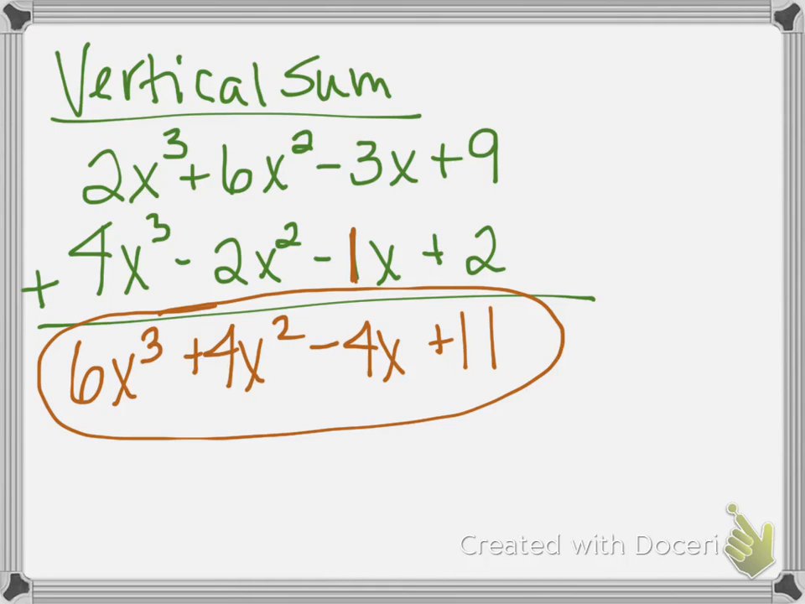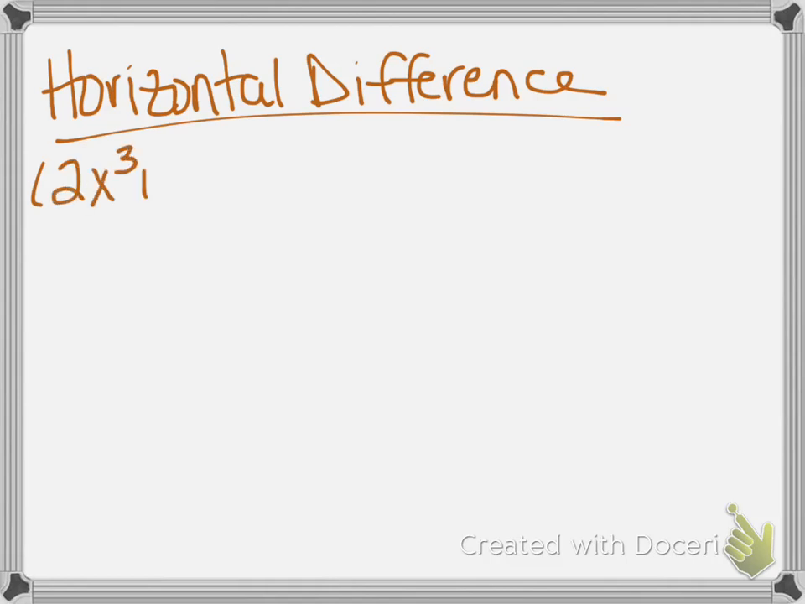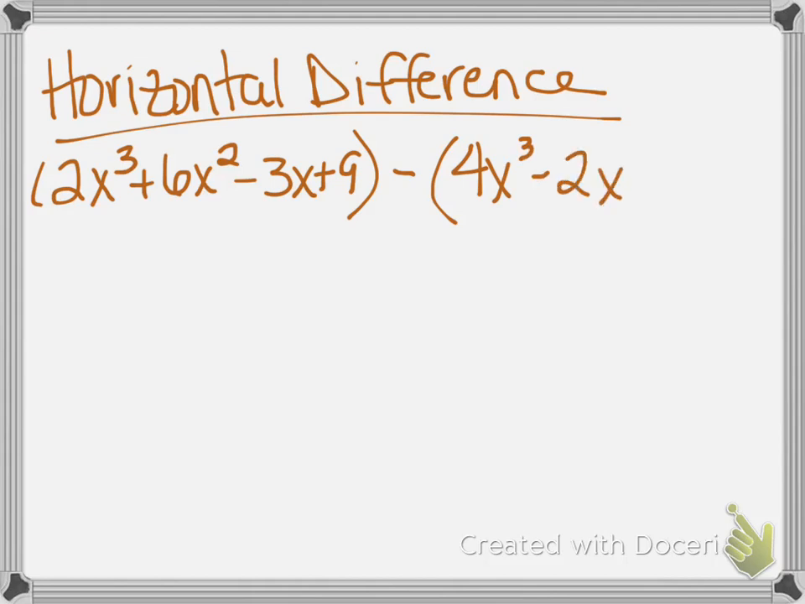So subtraction works the same way for the difference, except we have to go through and distribute a negative first. So when I do that, we get a horizontal difference. Okay, so now difference is subtract. So I have my two polynomials again, 2x to the third plus 6x squared minus 3x plus 9 minus, and here I have 4x to the third minus 2x squared minus 1x plus 2.